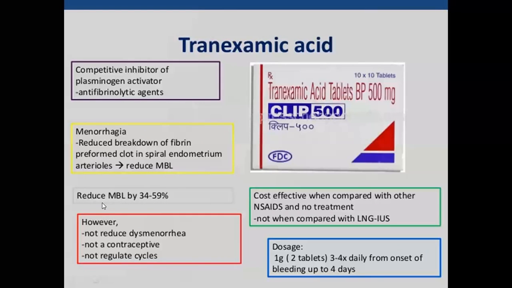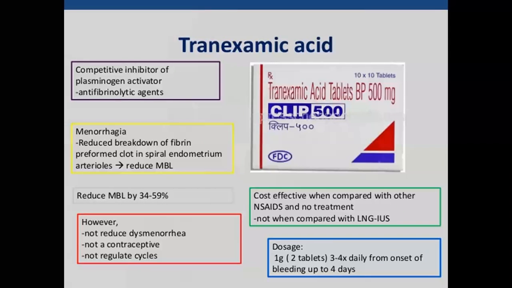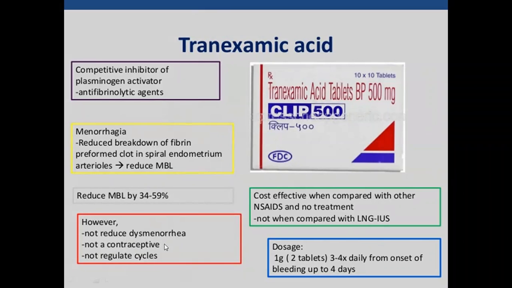The reduction in the menstrual blood loss is around 40 to 60%. So whenever you are using tranexamic acid, you can give assurance to the patient that the reduction in blood loss is around 40 to 60%. It is effective in ovulatory AUB, but it does not reduce dysmenorrhea, it is not a contraceptive, and it cannot regularize the cycles.